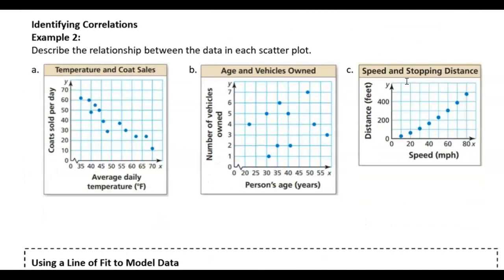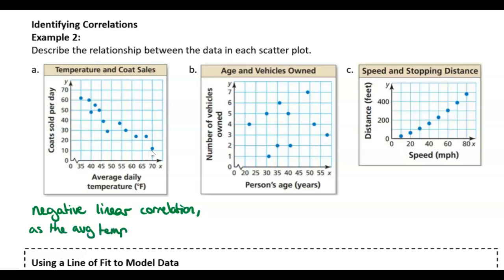All right, this wants us to identify what we have here. So this does show a relation, and it's a fairly good one. And so we're going to say that it has a negative linear correlation because it does fall mostly in a line with a negative slope. So it has a negative linear correlation, because it makes a line. And what the relationship is: as the average temperature increases, the Y value, which is the number of coats sold, decreases.